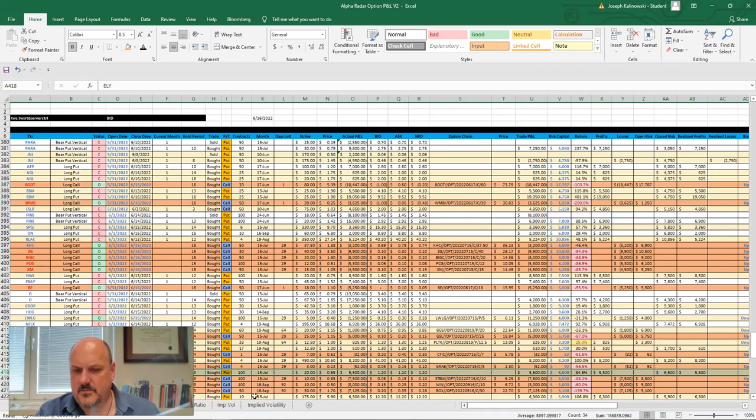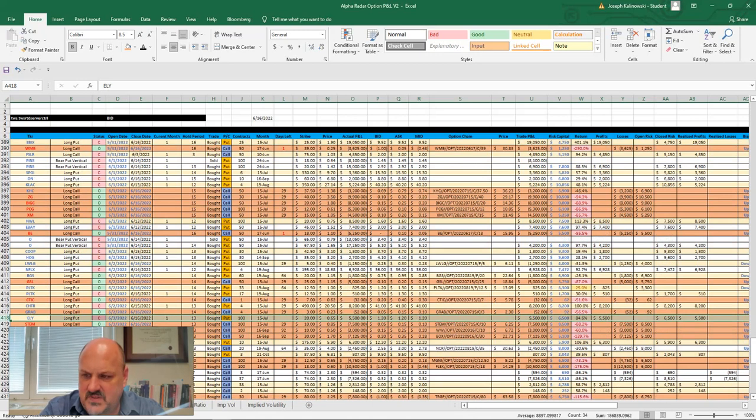Here's Callaway Golf, ticker symbol ELY, E-L-Y. On June 3rd, we went long the puts here. I had bought the July 15th $20 strike price puts, and I paid 65 cents for them. Today I got out for $1.20. That's about an 85% return on the investment there.